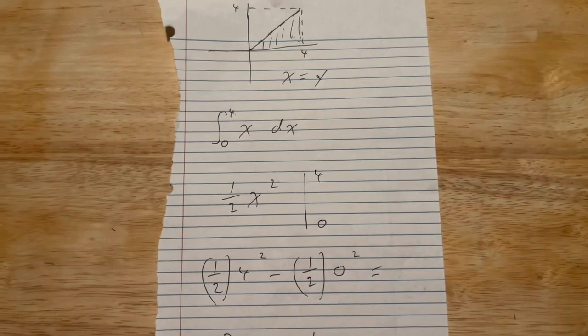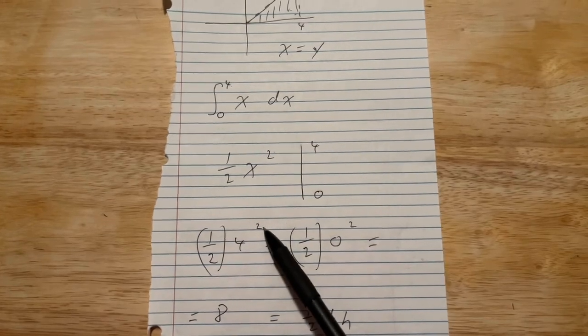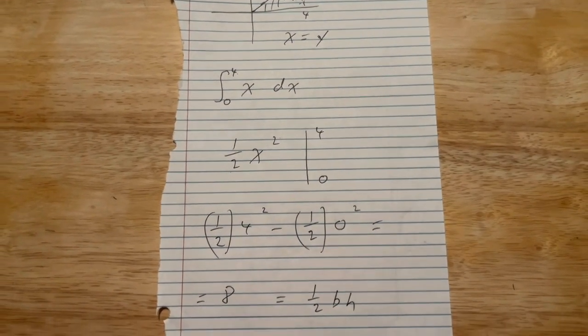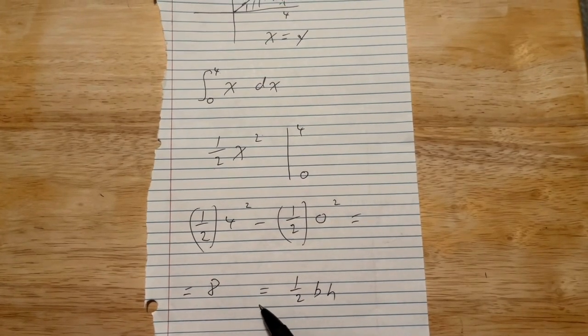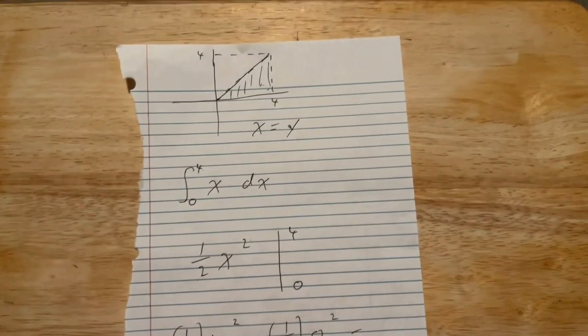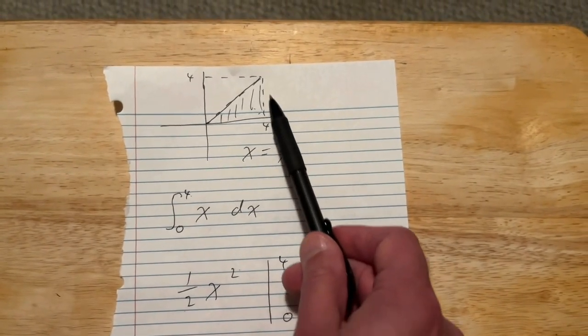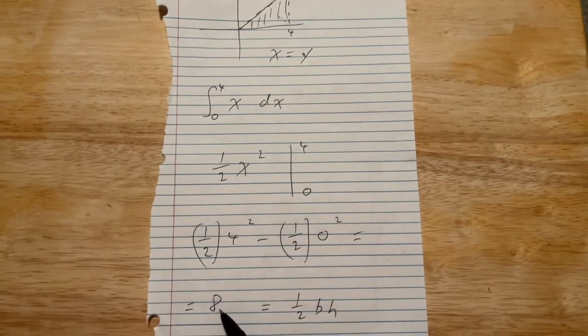That's how you use that. You end up with 1/2 4 squared. 4 squared is 16, divided by 2 is 8. Notice you'll get the same result if you take the formula for a triangle, which is 1/2 base times height. 1/2 4 times 4 is 1/2 of 16, which is 8.